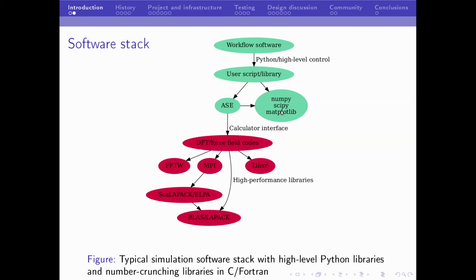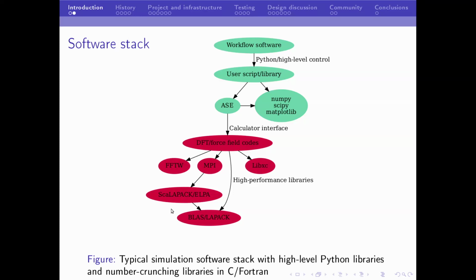So one has that at one's disposal. And then if you are using ASE for computations, it will be calling these DFT codes or force fields codes, which are often written in Fortran or in other languages. And they will then be calling things like MPI and FFTW and other high performance libraries.